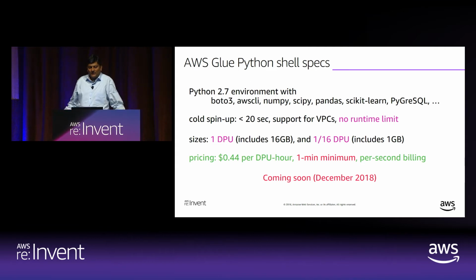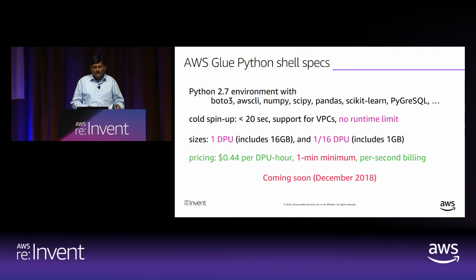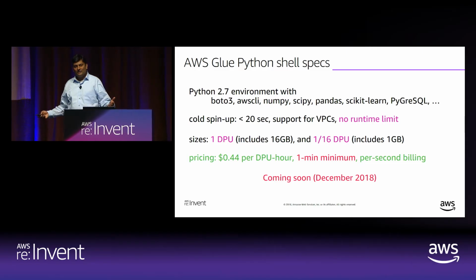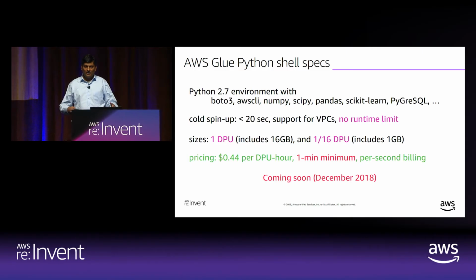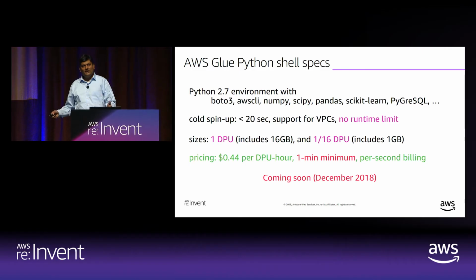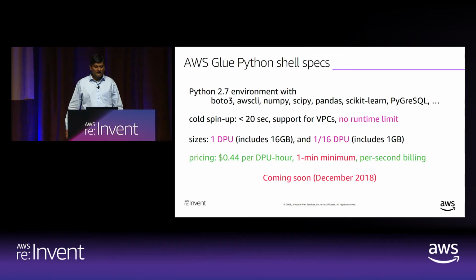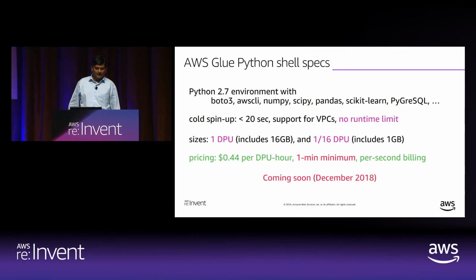Here are some of the cool things about Python shell. One, even if we don't have one provisioned and ready for you, if we have to provision it from scratch, it still takes only 20 seconds. Much, much cheaper than spinning up a cluster. We still support configuring it to attach to your VPCs. And there's absolutely no runtime limit. You can run it for a day, a week, a month, a year. It's up to you. Okay? Unlike other systems that we have.